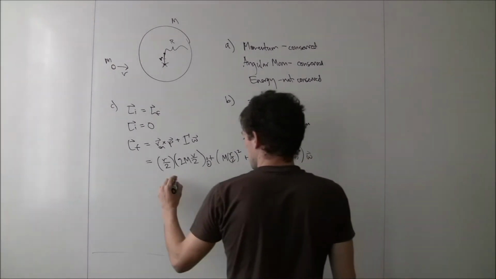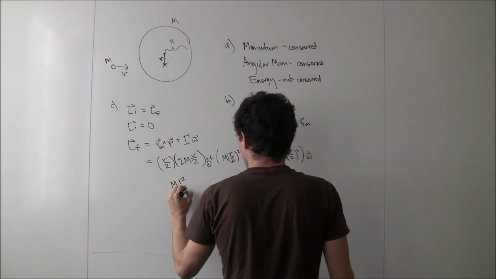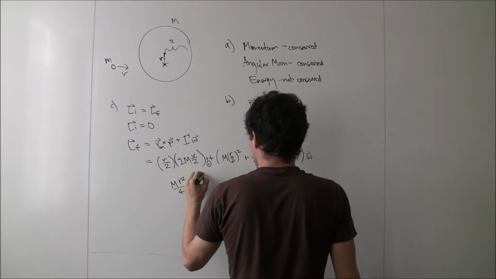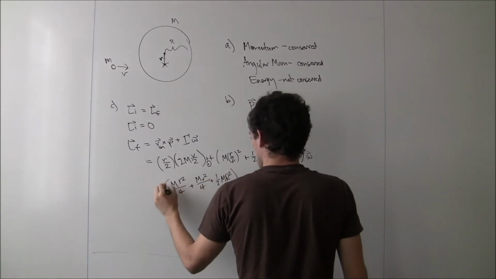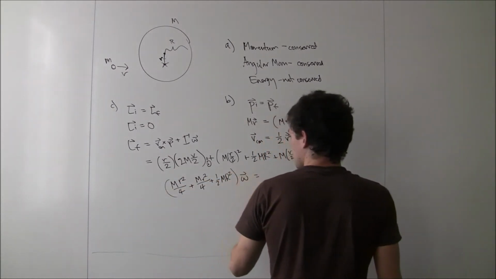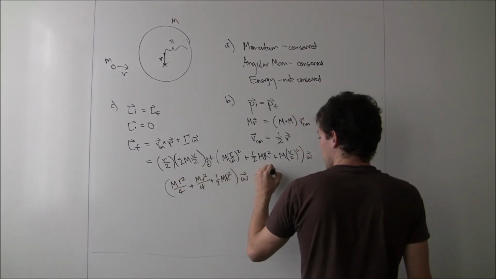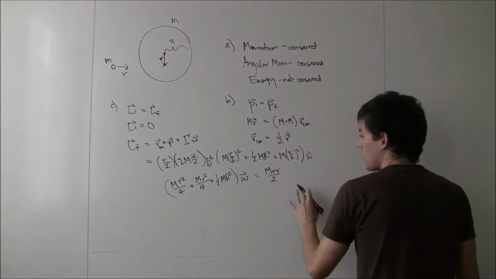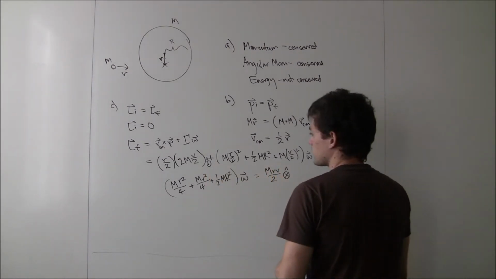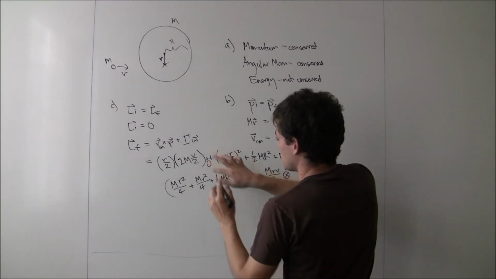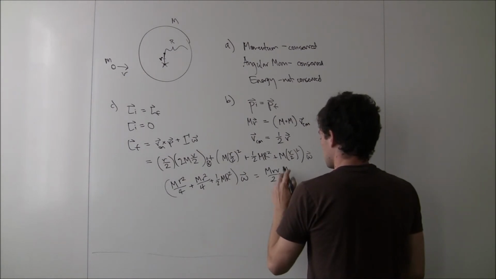This tells us that m r squared over 4 plus m r squared over 4 plus 1 over 2 m big R squared, times omega, is equal to, multiplying this out, m r v over 2. And then it has to be in the opposite direction. I'm sorry, this one is pointing into the page, because remember, right-hand rule, that was into the page, so this one's got to be pointing out of the page.